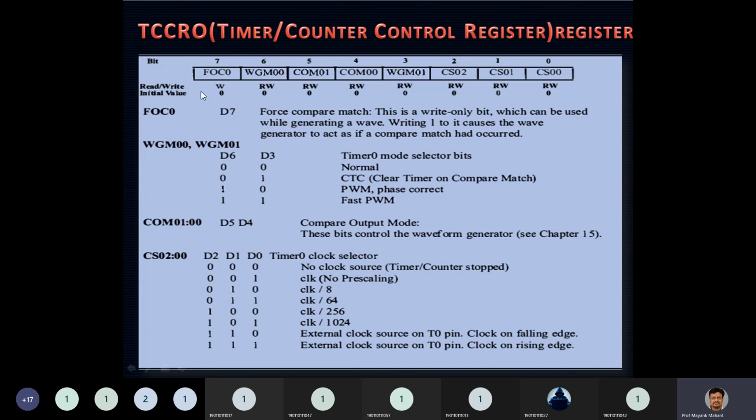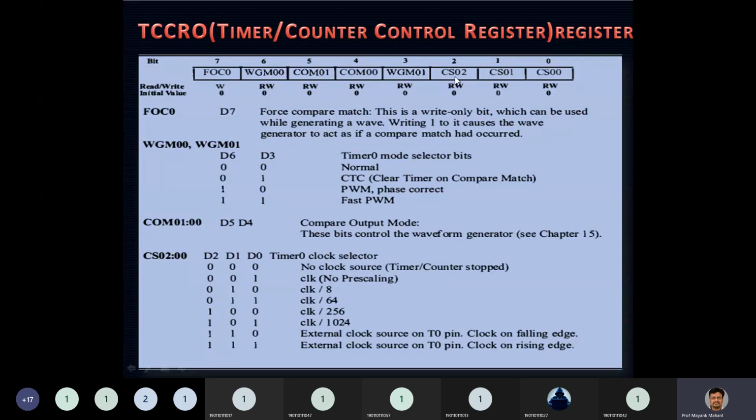You can see over here that it can be read-write. Only the first bit, that is OCF0, is not read-write. It is only a write bit. You can write it, but you cannot read that value. Otherwise all the bits are of read-write type. So let us discuss all these bits one by one, starting from your LSB.